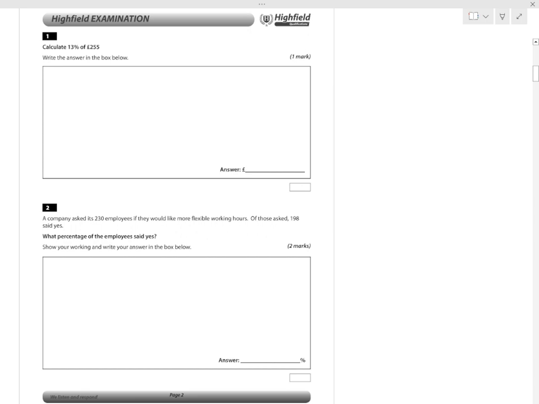Now, 13% of 255. So I'm going to do 13% times 255, and I get the calculator out straight away. 13 divided by 100 times 255 is 33.15. £33.15.